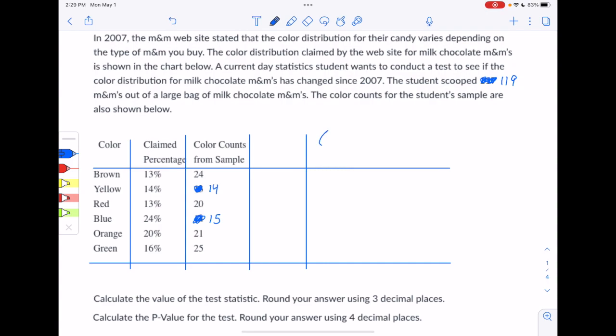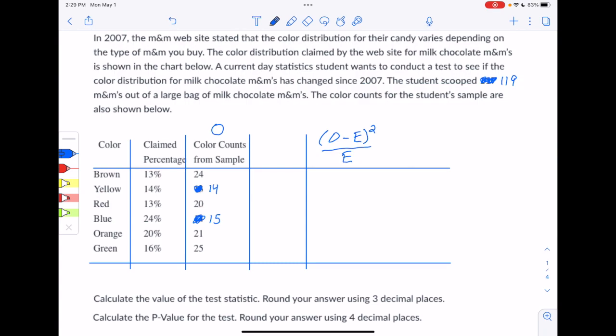For our test statistic on this type, this is a chi-squared goodness of fit test. We want our test statistic to be the sum of the values of (O minus E) squared over E. So we're working at trying to fill in that column and get a total, and that will be our test stat. So the O in there stands for observed frequency. That's what we saw in our sample. So that's our color counts from the sample right here.